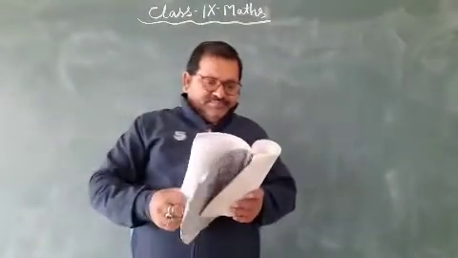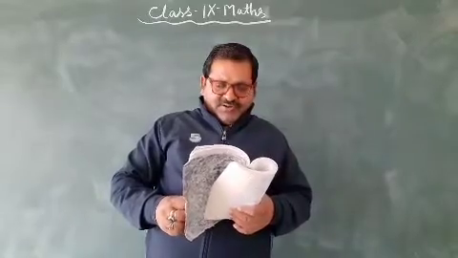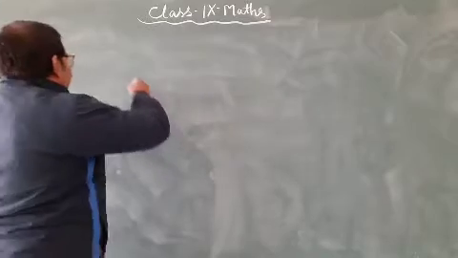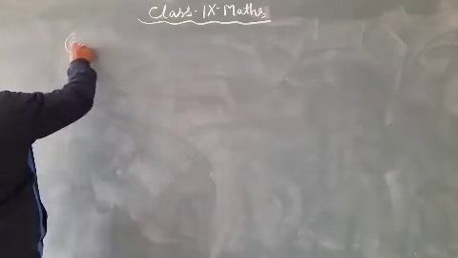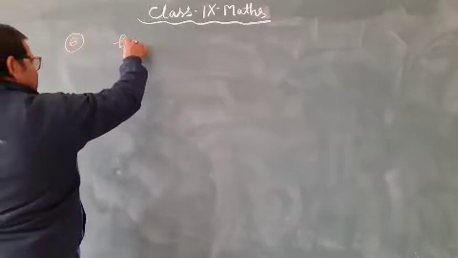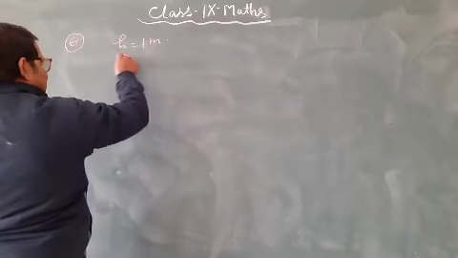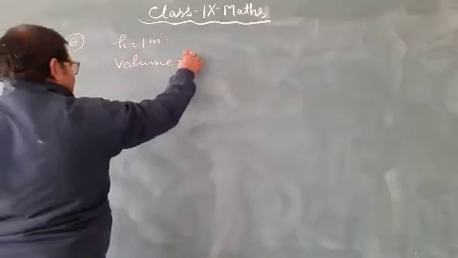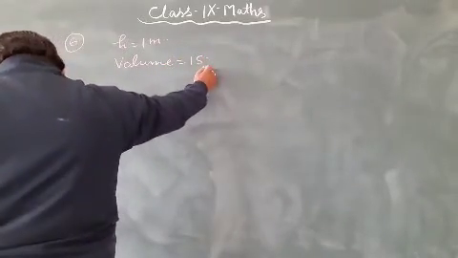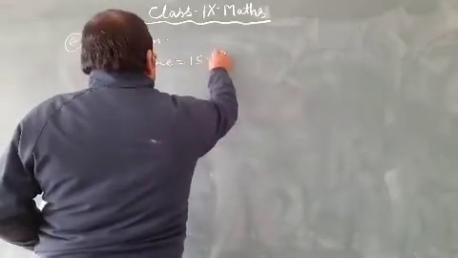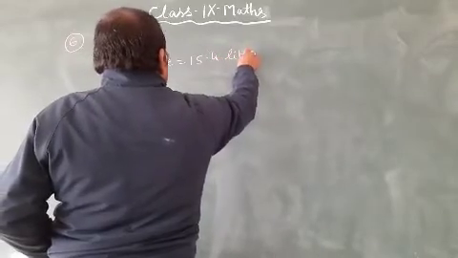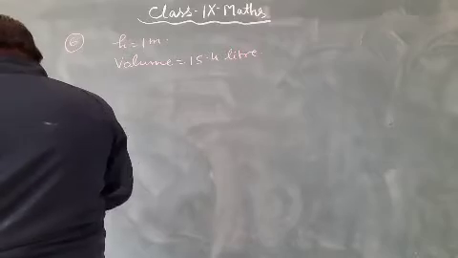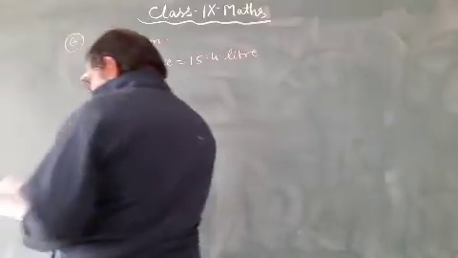The next question, question number 6: the capacity of a closed cylindrical vessel of height 1 meter, h is equal to 1 meter, and volume equal to 15.4 liter. How many square meter of metal sheet would be needed to make it?